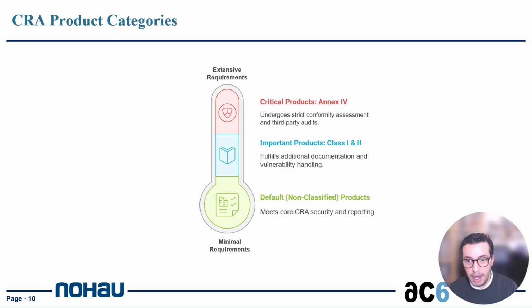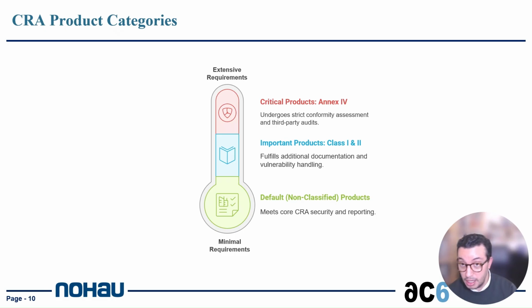So I do like to show it like this: depending on which type of product you are, the extensive requirements go up. So you can see it as like a temperature here. If you are in the minimal requirements, it's too low. If you go up to the extensive requirements, you are in the critical product, so you have a lot of things to do. So I recommend you to check the annex, I think it's Annex 6, sorry, yeah, where you have the important class 1 and the important class 2.